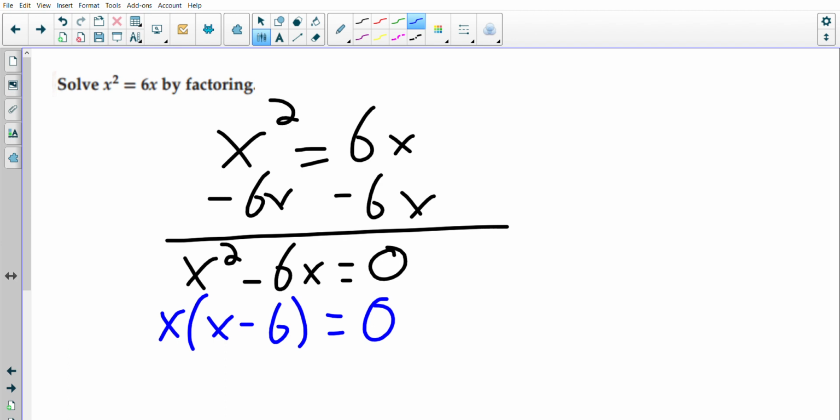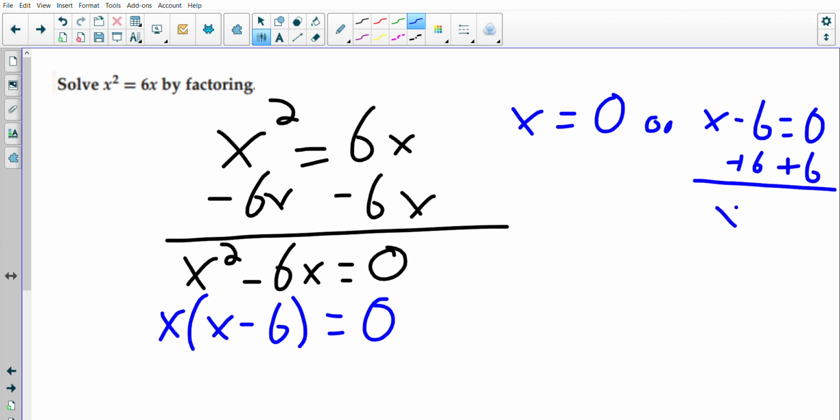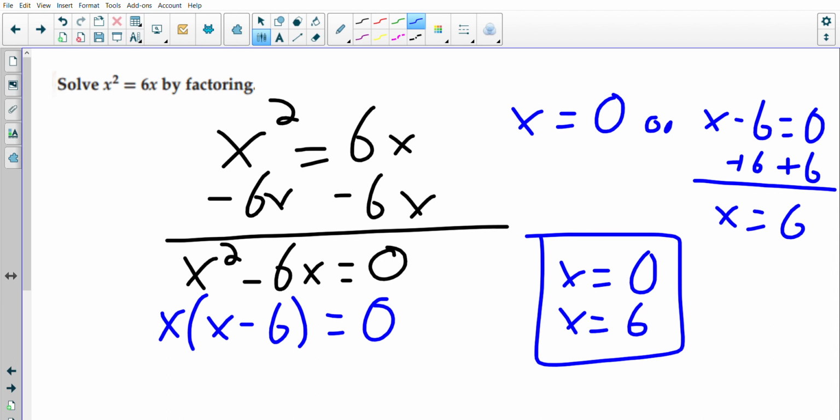To solve this, if I'm solving for 0, one of those two factors must be 0. So x could be equal to 0, or x minus 6 could be equal to 0. Well, x equal to 0 is already done, so that one's done for me. But with x minus 6 equals 0, all I have to do is solve for x. So I have x equals 6. So to make our original equation x squared equals 6x true, x could be equal to 0, or x could be equal to 6. And those are our answers.